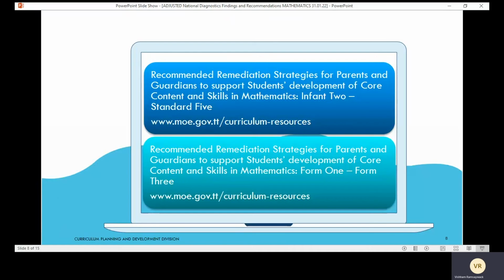As you would recall, I mentioned the supporting documents produced by the Curriculum Division. For teachers, we have produced recommended remediation strategies for both primary and secondary levels. And also, for parents, there are recommended remediation strategies for parents and guardians to support students' development of core content and skills in mathematics for both primary, infant 2 to standard 5, and secondary for Form 1 to Form 3. These resources could be found at the link given on the slide.